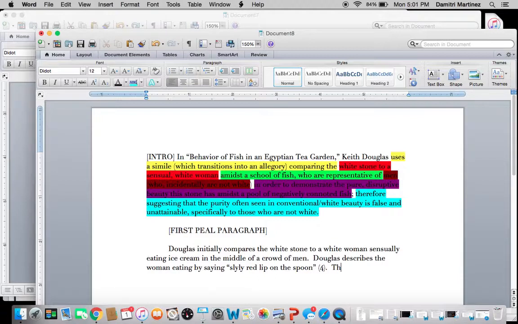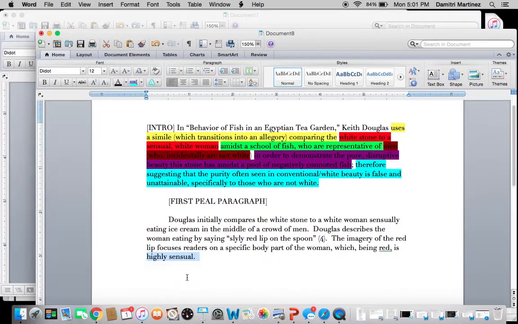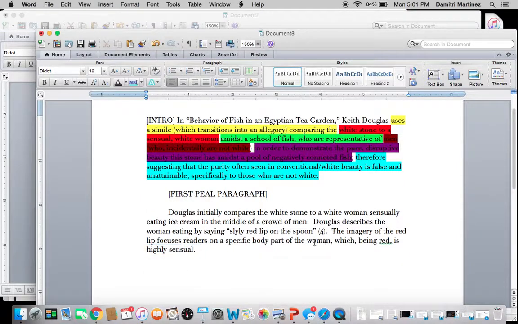Okay, now I'm going to do analysis. What do I notice about this line? The imagery of the red lip. Notice how I'm saying imagery and I'm identifying exactly what the image is. The imagery of the red lip focuses readers on a specific body part of the woman, which, being red, is highly sensual. So I've identified the imagery, I've identified what the specific piece of imagery is, and I'm explaining the effect of that imagery, right? It makes it highly sensual, and it makes us as readers focus in on that particular body part.